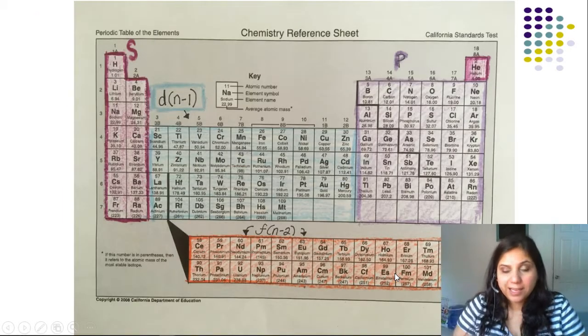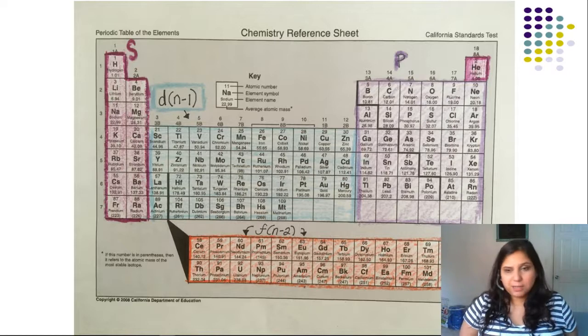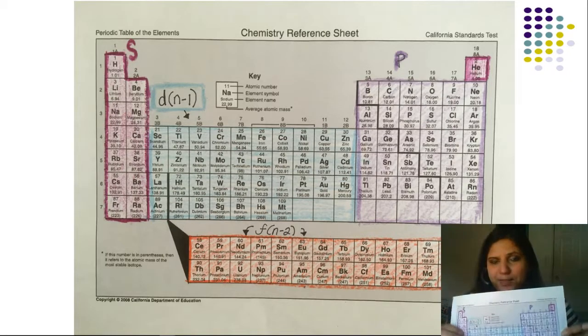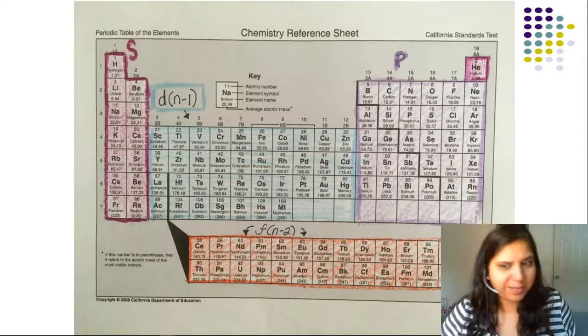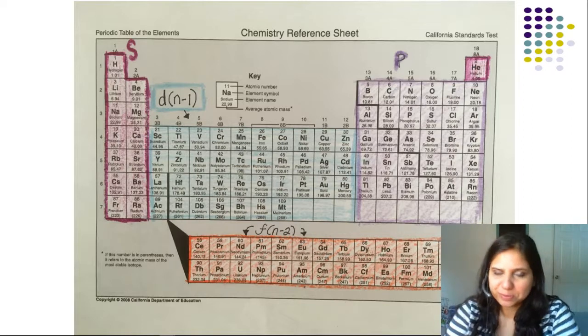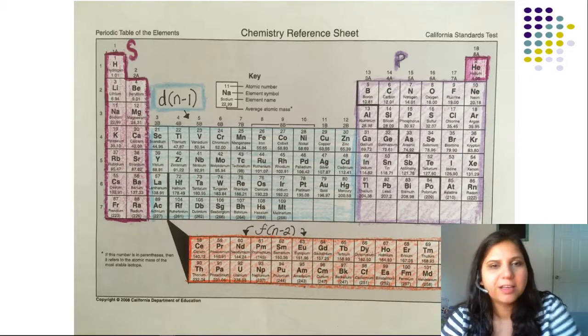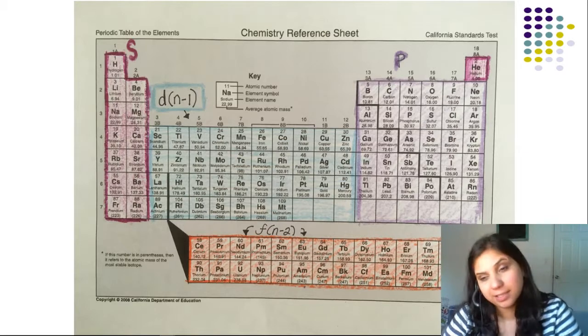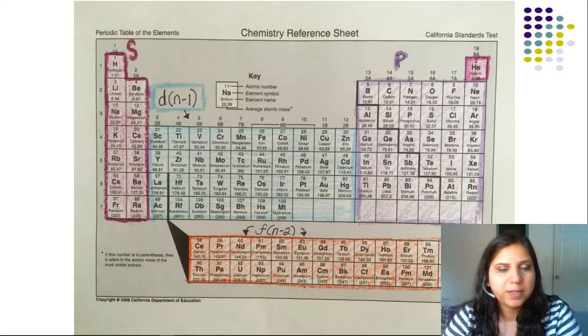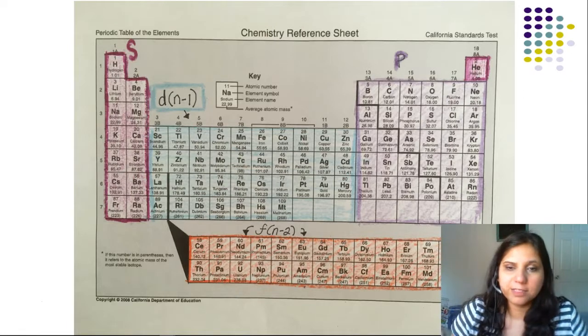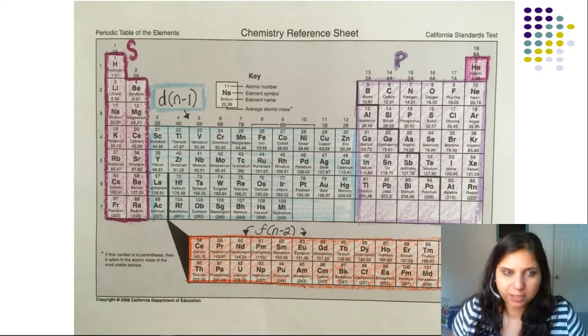Alright, I need you to color your periodic table. I've already colored mine. That's a picture of mine. I didn't spend a lot of time coloring, so please don't try to spend a really long time coloring. You can either use crayons, highlighters, whatever you have at home. But you need all of these 4 different blocks in 4 different colors.